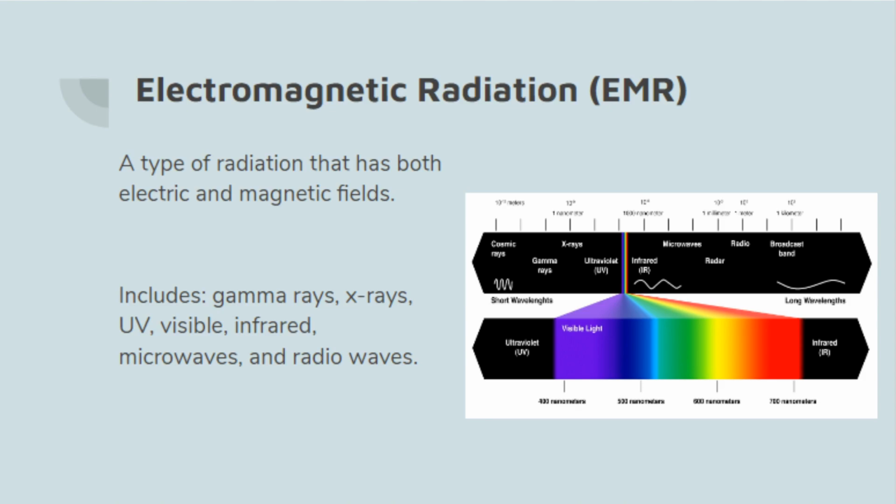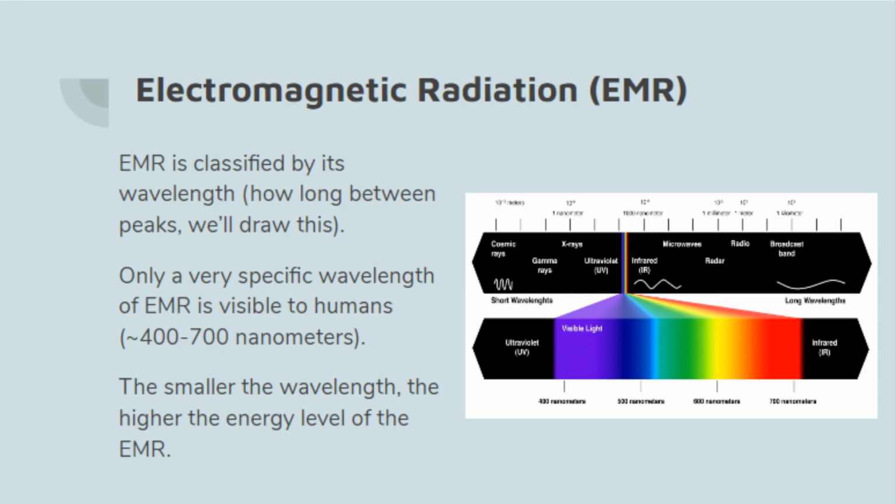So let's talk about electromagnetic radiation, or EMR. EMR is a type of radiation that has both electric and magnetic fields. That's why it's named electromagnetic radiation. It includes gamma rays, X-rays, UV rays, or ultraviolet, visible light, infrared, microwaves, and radio waves. You've probably heard of most of these, maybe not gamma rays, but most of these other ones you've probably heard of.